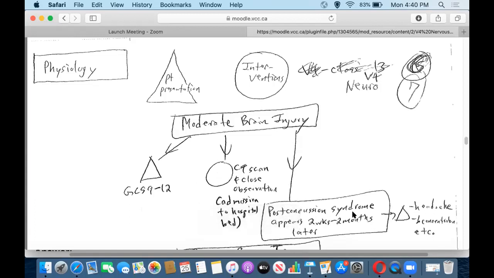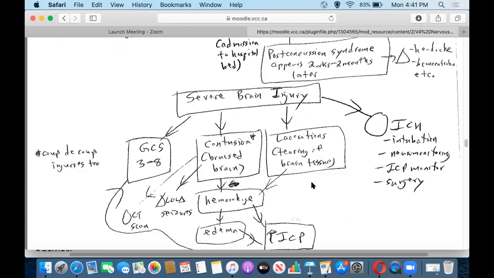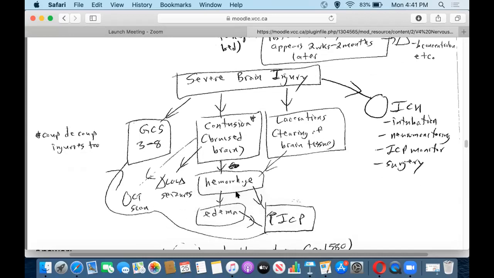They could have basically symptoms of neurological decline. And even then, even after the CT scan picks up what it picks up, the bleed could continue. It could get worse. So they have to be monitored at home, and people have to check in with them even after they're discharged. Severe brain injury, if you get a GCS of less than 8, you're going to the ICU, neuro ICU, for monitoring.